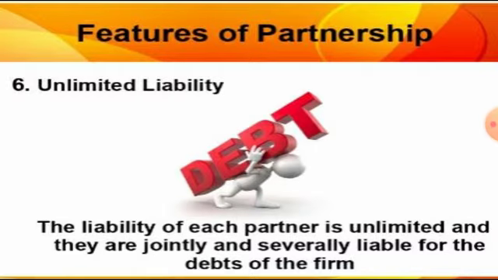Unlimited liability. The liability of each partner is unlimited and they are jointly and severally liable for the debts of a firm. So the liability of a partner is unlimited. Each partner is jointly and severally, that is, individually liable for all the debts of the firm, which is an important feature of partnership.